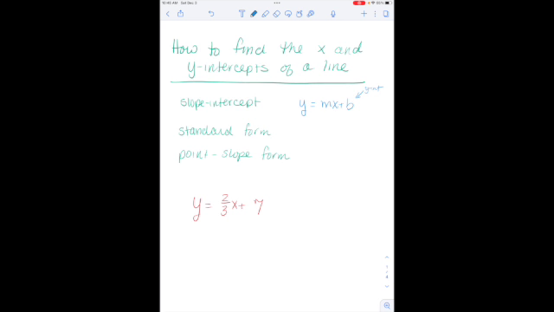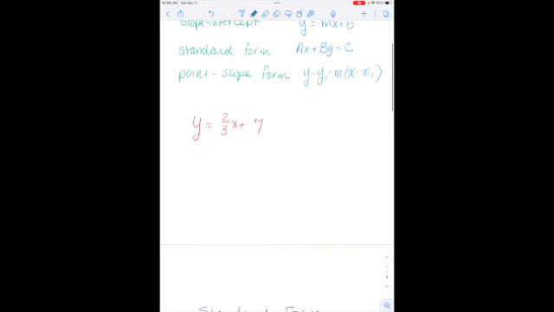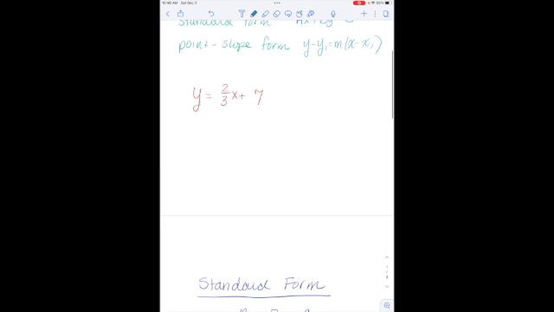There's standard form, which is actually my favorite of the three forms when finding x and y intercepts, and that is ax plus by equals c. And last but not least, we have my favorite linear equation of all when you're in calculus, and that is point-slope form. All right, so the first example I want to do is with slope-intercept form, so I have a nice equation right here for us. y equals 2/3 x plus 7.